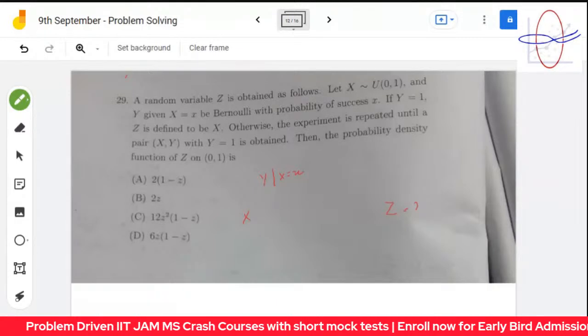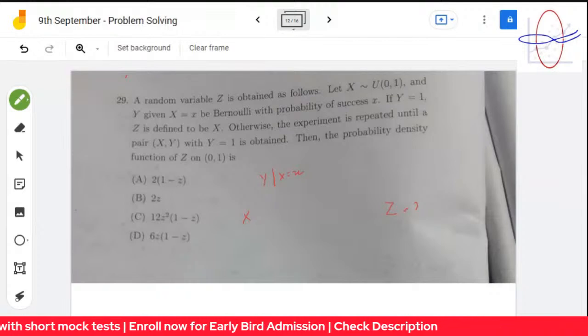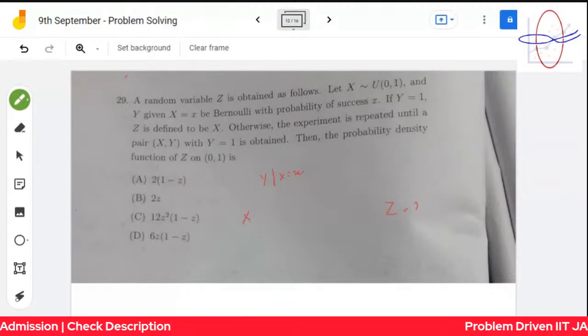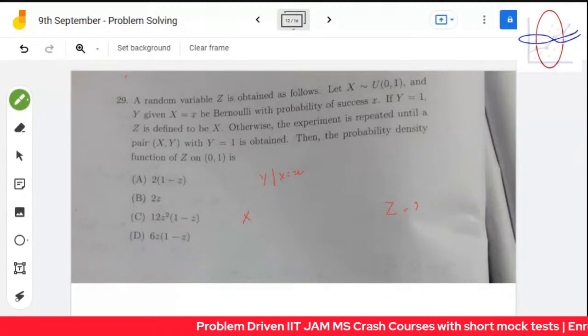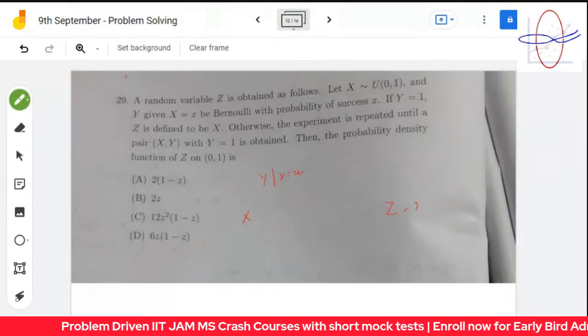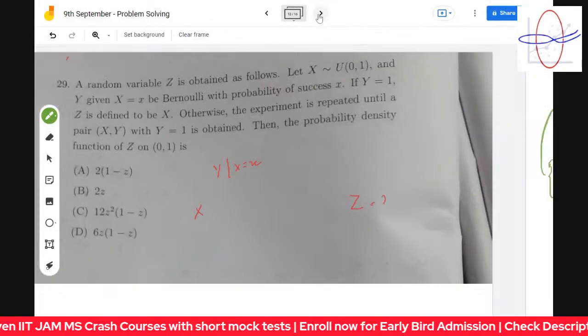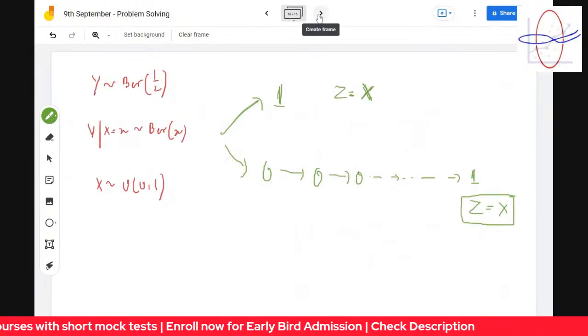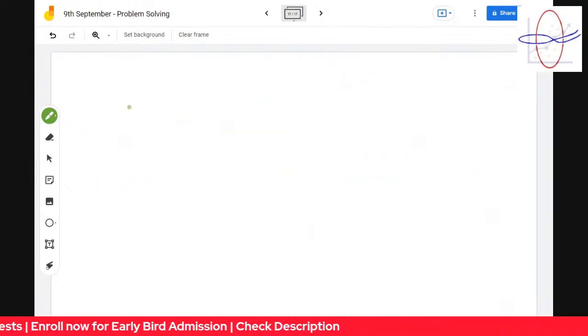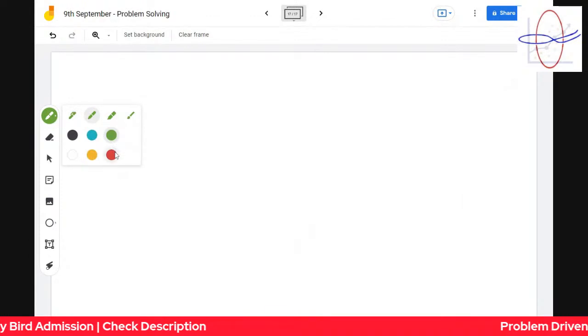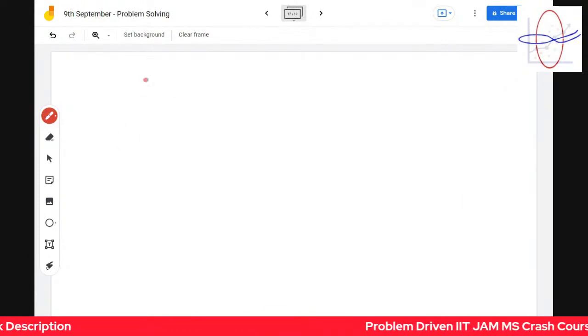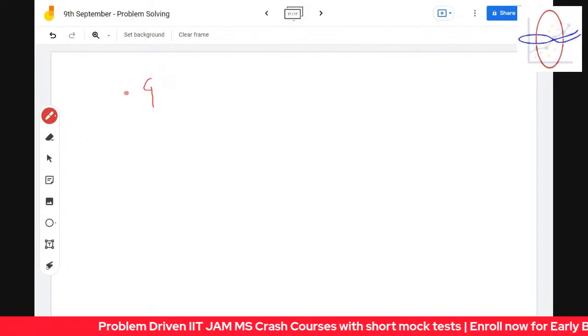Did you understand this part? Finally, we have to put z is equal to x, because we are stopping only when y is equal to 1. But y is equal to 1 in how many steps? So now, there is another latent variable here. There is another latent variable here. What is the variable? Let's call it g, in the name of geometric.